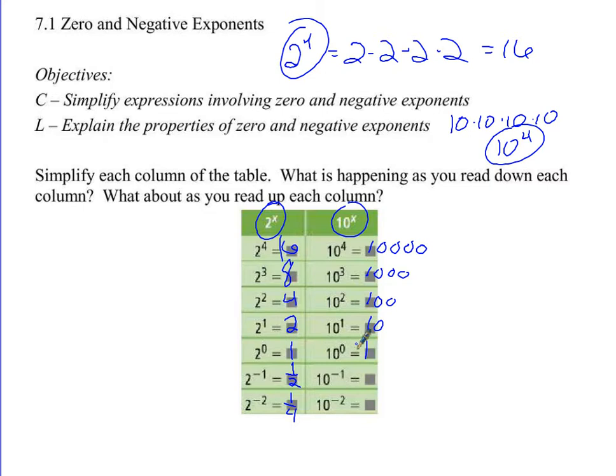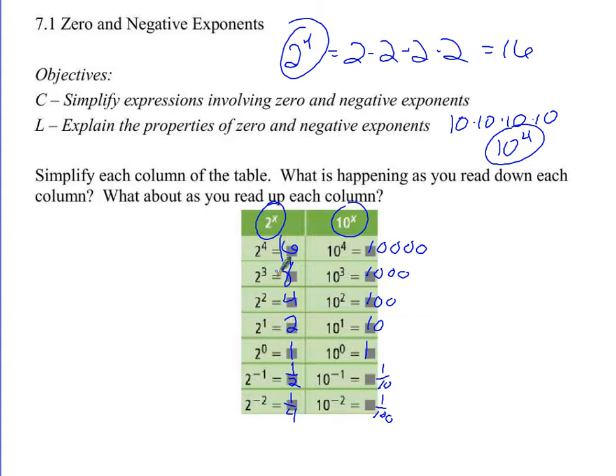What if I take 1 and I divide it by 10? I get 1/10, which is why 10 to the negative first power is 1/10. What if I divide by 10 again? 1/100th. And now let's go back to the other column. What's happening each time with my answers here? 16, 8, 4, 2. What's happening to go from each?